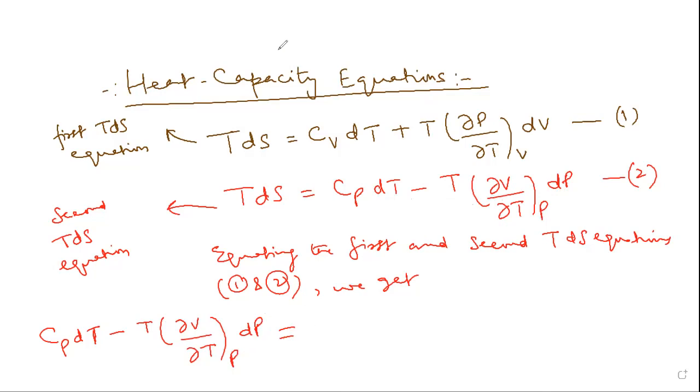This is equal to Cv dT plus T dou P by dou T at constant V dV, right?